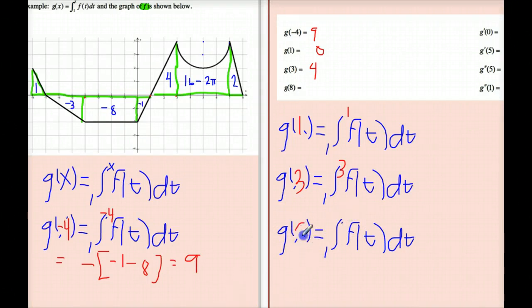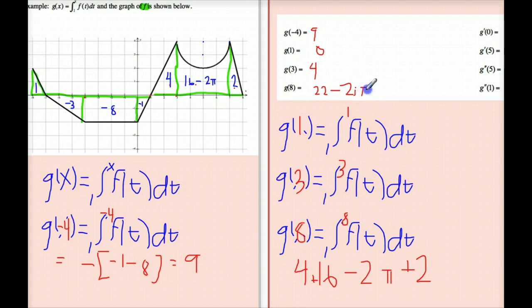I plug in my 8, which means I have to take the area from 1 to 8. If I take a look at that, it's everything in this triangle, this rectangle that cuts out the semicircle, and this triangle right here. So I get 4 plus 16 minus 2 pi plus 2. If I add all my whole numbers, that gives me 20 plus 2 gives us 22 minus 2 pi.